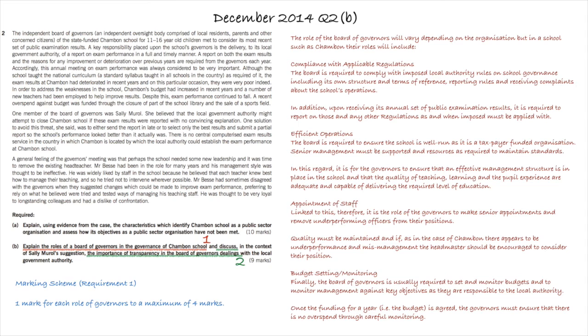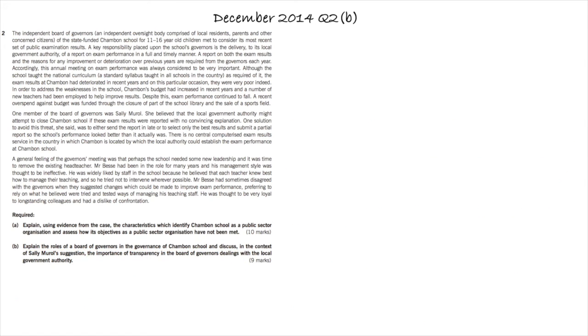What about then part 2 of this requirement as we've highlighted it? So we're going to discuss the importance of transparency in the Board of Governors' dealings with the local government authority, and that's in the light of Sally's suggestions. So that's the second requirement. Also, we want to note here that the marking scheme gives us 2 marks for each point on transparency to a maximum of 4 marks.